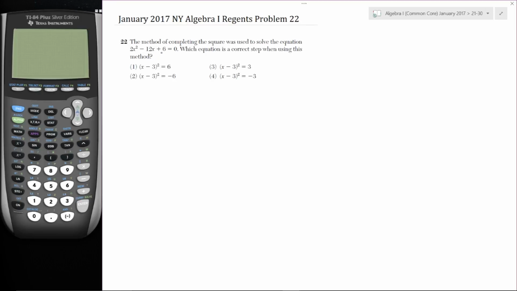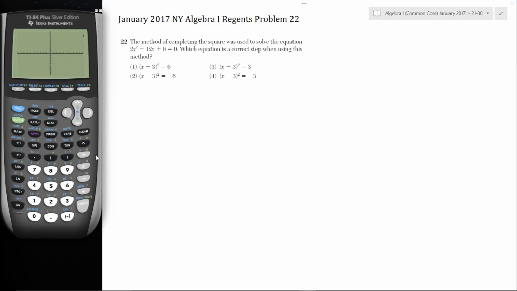And how can you do that? The non-standard way, I would say, is to graph it. But I mean, there is no standard way. Just graph it. See what the roots are, right? Y equals. Let's clear that. And let's go for 2x squared minus 12x plus 6. And then I'm going to graph this. I'm going to zoom standard.